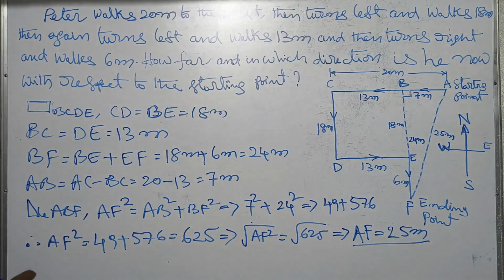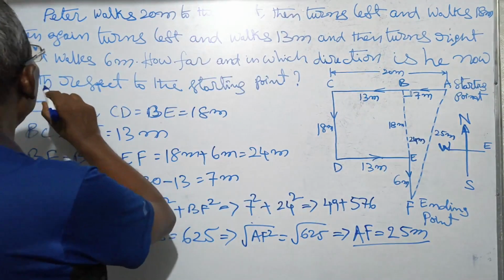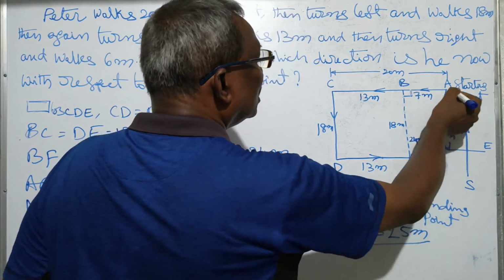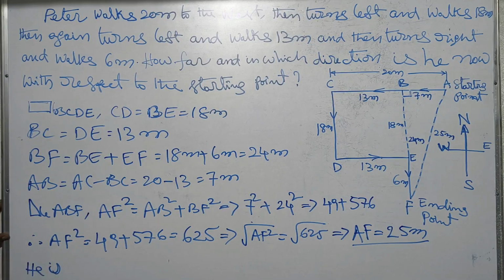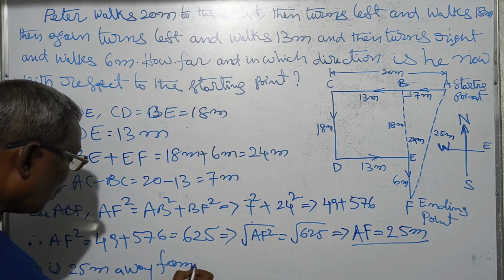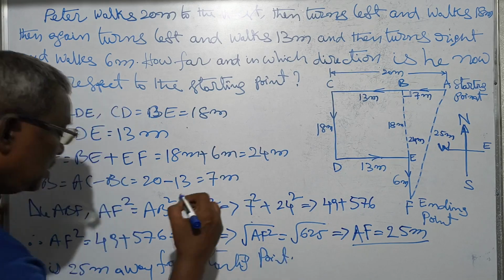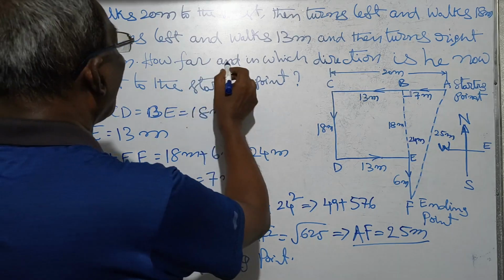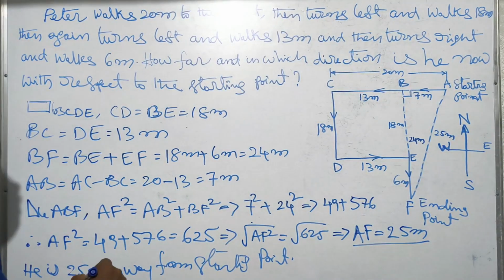So what did he ask us to find out? How far is he now with respect to the starting point? So he is 25 meters away from the starting point. This is the first point. Next, how far? That is 25 meters from the starting point.